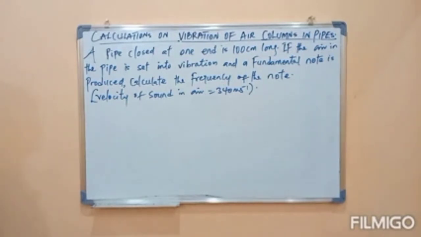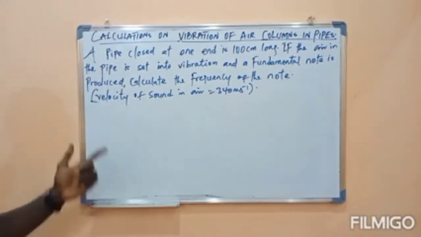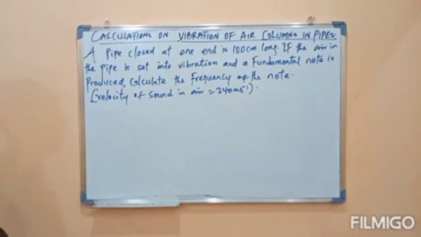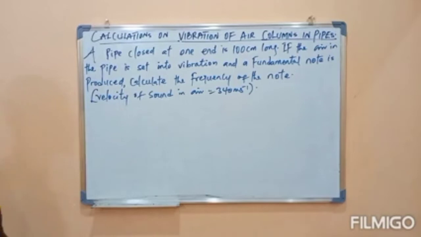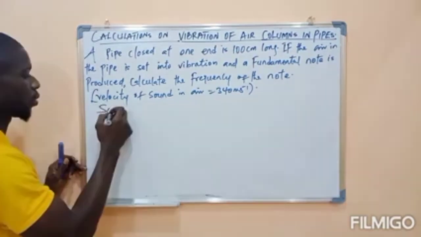The question says a closed pipe is 100 centimeter long. If the air in the pipe is set into vibration and a fundamental note is produced, calculate the frequency of the note, given that the velocity of sound in air is 340 meters per second. So what are we looking for? Fundamental frequency, F0.